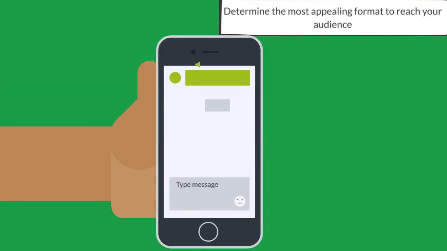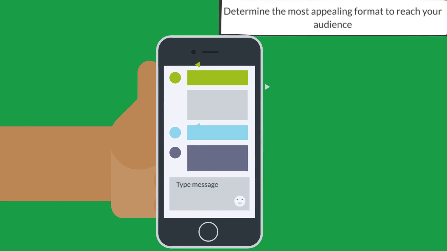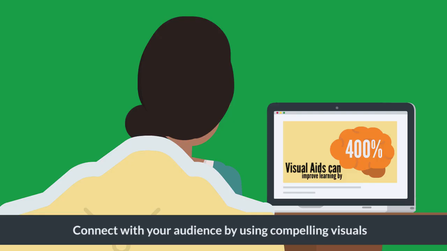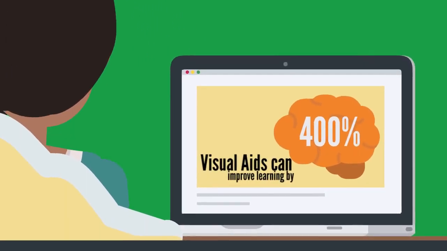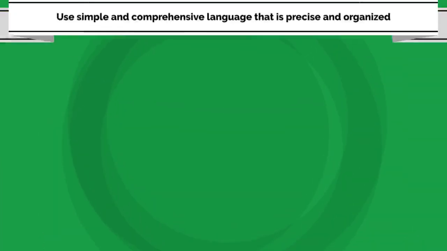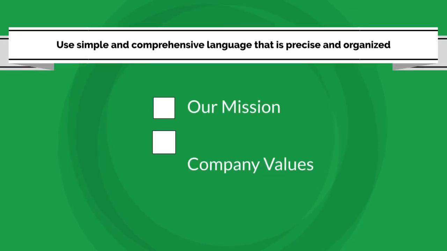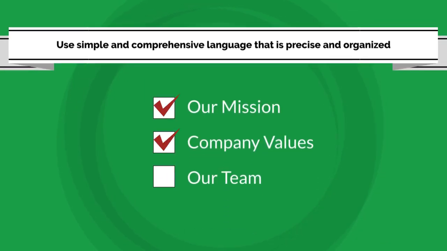Determine the most appealing format to reach your audience and make sure your content and your messaging is tailored for that medium. Connect to the audience by using compelling visuals to draw them in and explain your point in addition to text. And finally, use simple and comprehensive language that is precise and well organized.